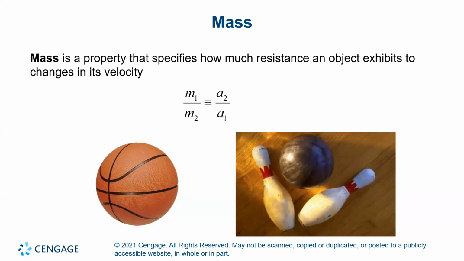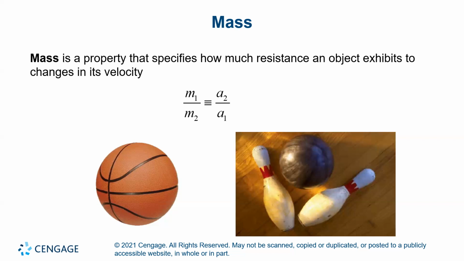So how do we quantify this concept of having more resistance? Our quantification of that concept is the property called mass, whose SI unit is kilograms. So mass, again, is the property that specifies how much resistance an object exhibits to changes in its velocity. Experiments have shown that the greater the mass of an object, the less that object accelerates under the action of a given applied force.